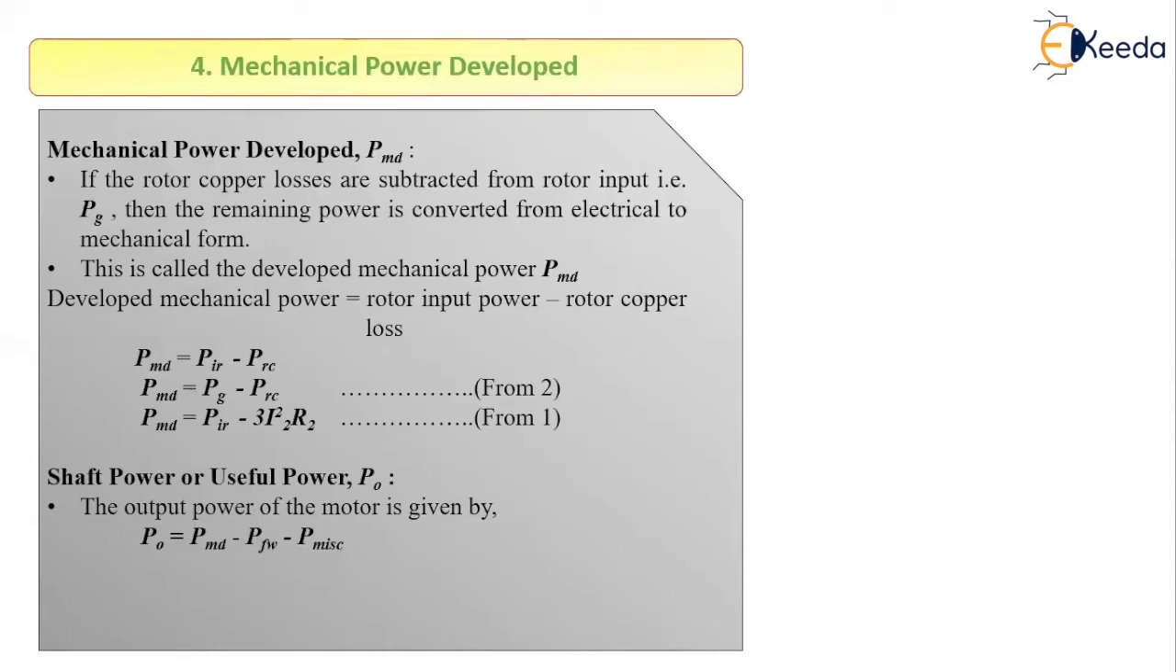So the output power of the motor is PMD, that is developed mechanical power, minus power due to friction and windage loss, minus the stray load losses. So the output power equation of the motor becomes PO is equal to PMD minus PFW minus P miscellaneous. Here PO, that is output power, is also called the shaft power or the useful power.